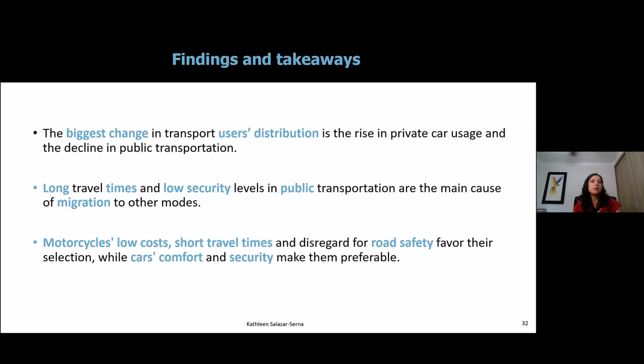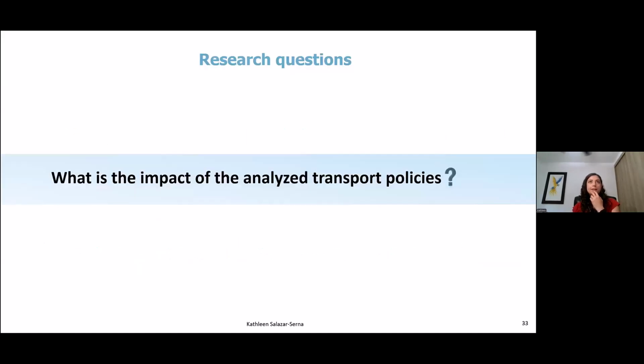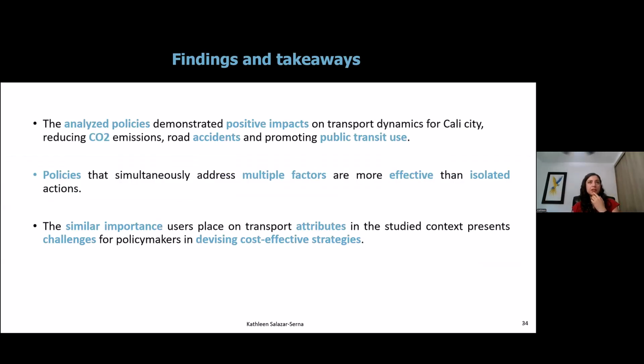And in the case of cars, for people in the high class income, they are preferring this kind of transportation mode because of the comfort and security that they provide them. And finally, we could see that these interventions that we take in the model had positive impacts in terms of CO2 emission reduction, road accidents reduction, and public transit use that increased.